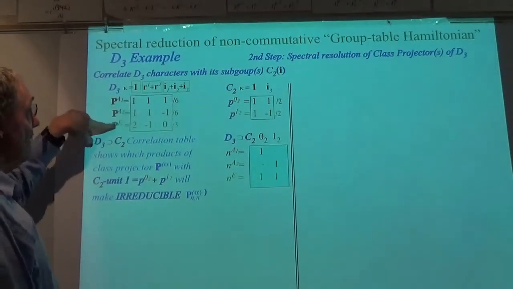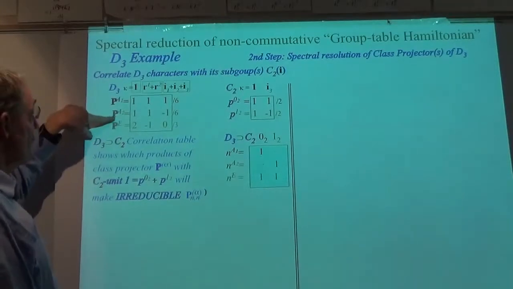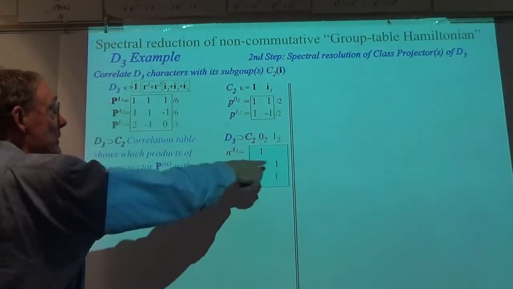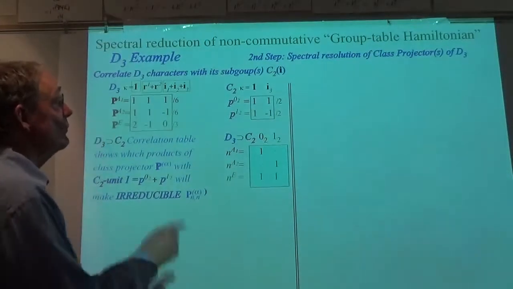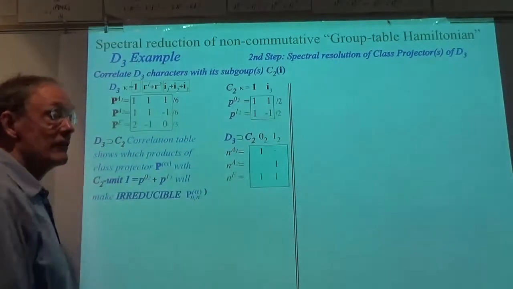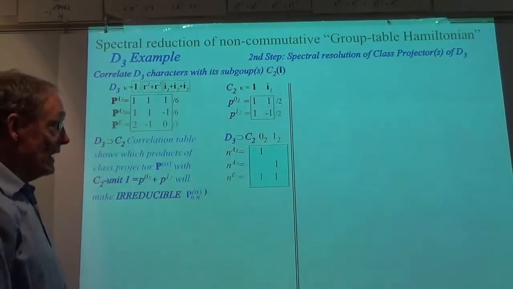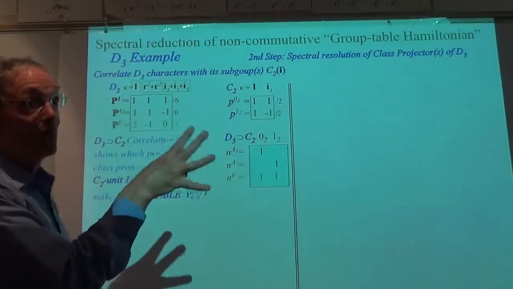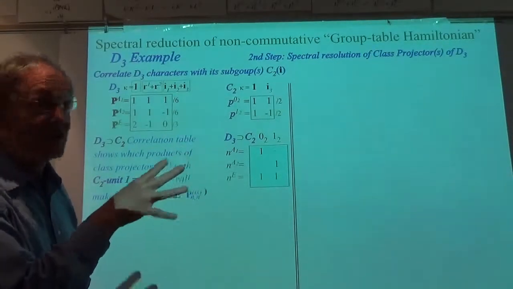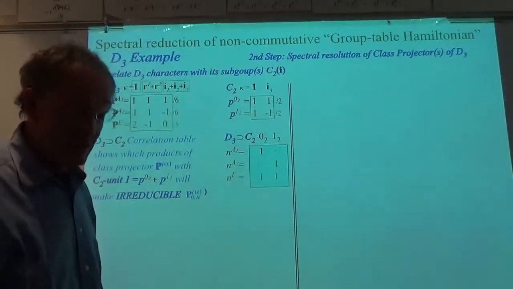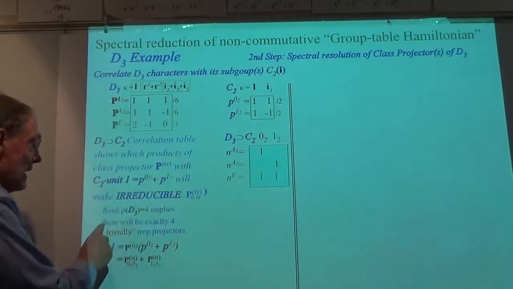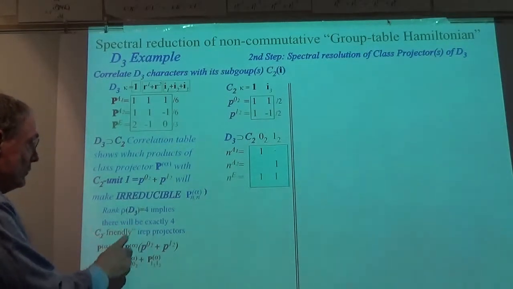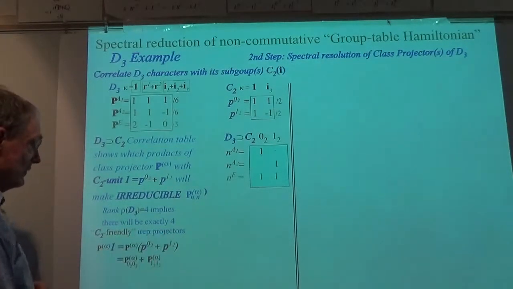This thing is not irreducible. These are. We've seen that they only split into one of a particular kind. But this one is splitting into two pieces. And that's got to be true, because we've got to get 4 projectors out of this. That's the rank of this algebra. So the rank 4 implies there'll be exactly 4 C2 friendly projections.